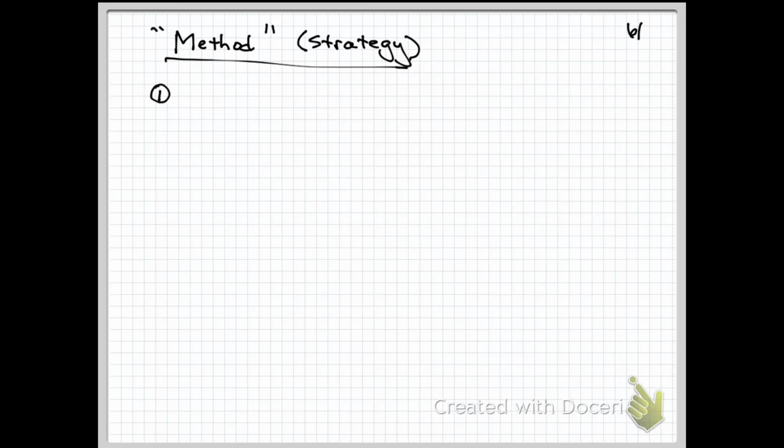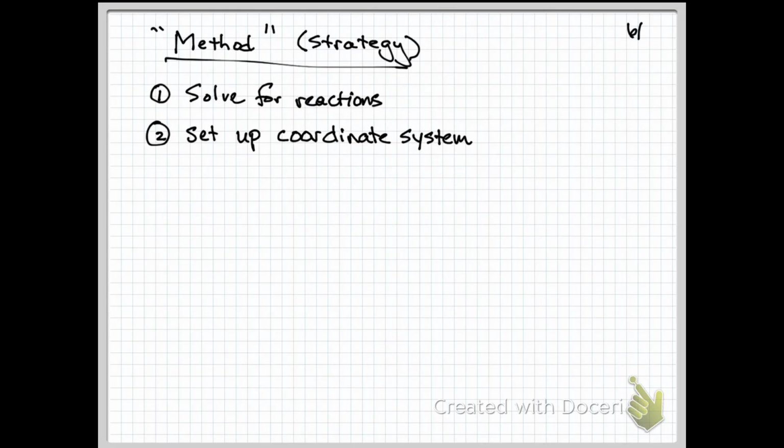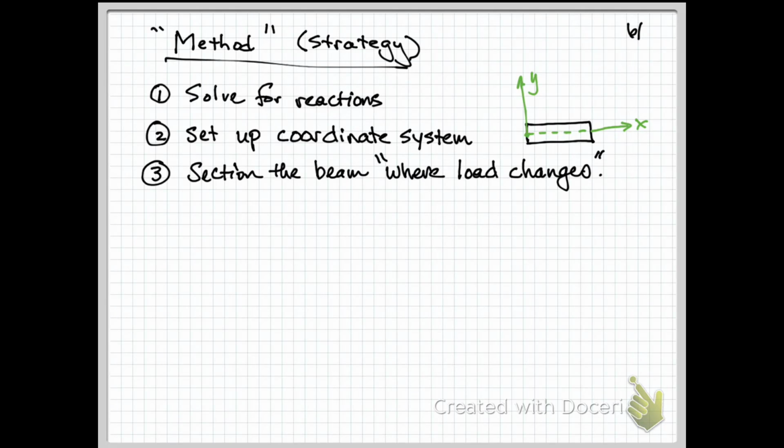Now let's write this out explicitly. As our method is, first, we solve for the reactions. Second, we set up our coordinate system. Third, we're going to section the beam wherever load changes. When I say where the load changes, we haven't talked anything about that yet. So really, I don't like that wording. What I would like us to say is, at locations of interest.